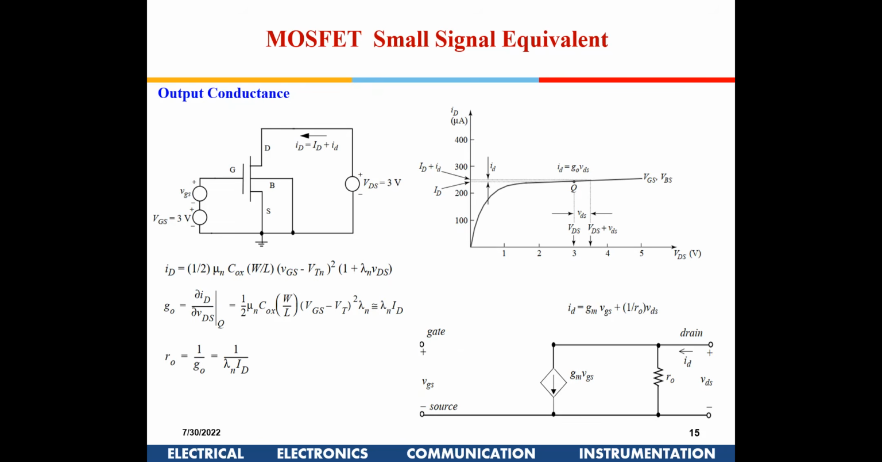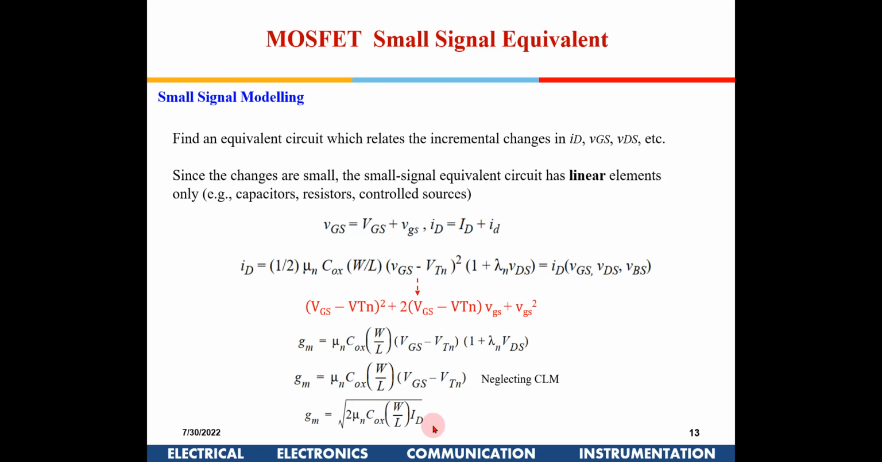And we can add one more equation for gm. gm equals 2ID by overdrive voltage. Yeah, you can do that also.